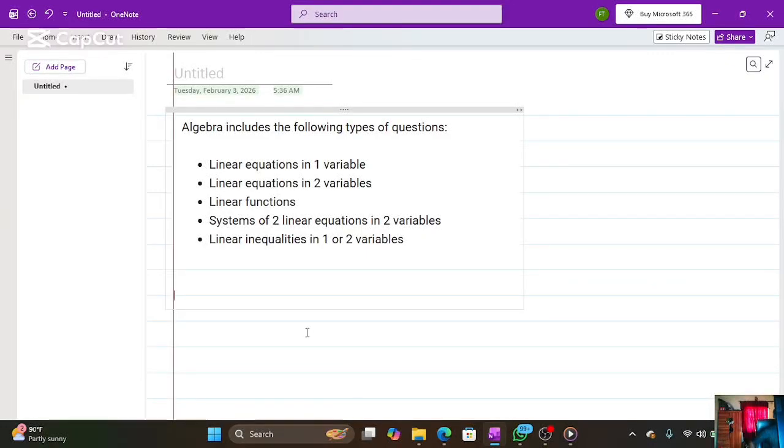Alright, so today we want to look at the algebra part of SAT. Remember that SAT has about 5 strands that we need to talk about. So the first part is algebra, and the part that we are looking at in the algebra is linear equation in one variable, linear equation in two variables, linear function, system of two linear equations in two variables, linear inequality in one or two variables.